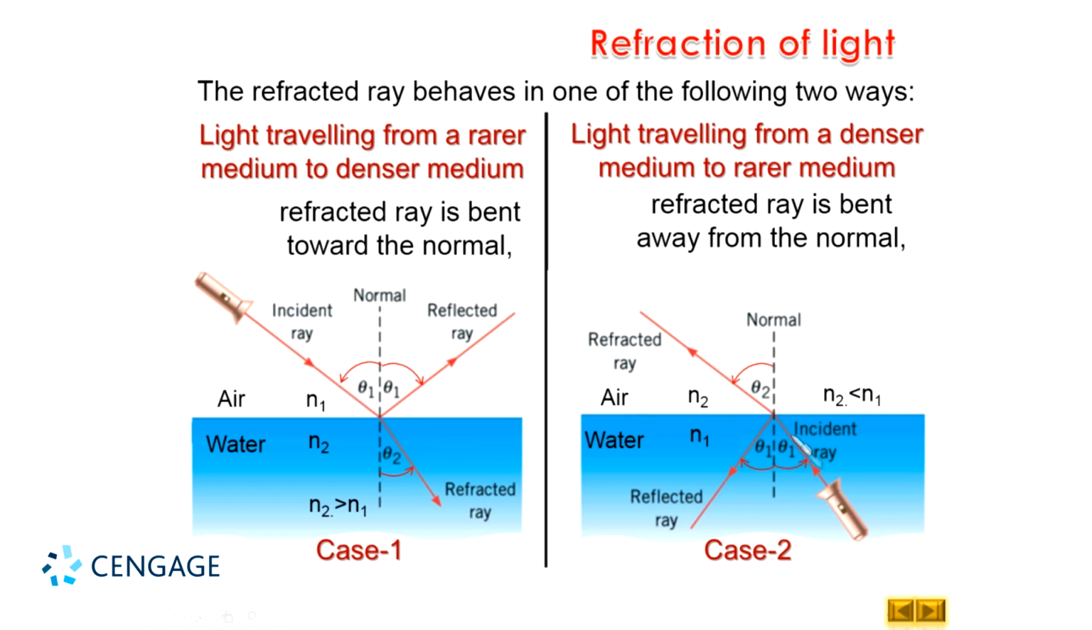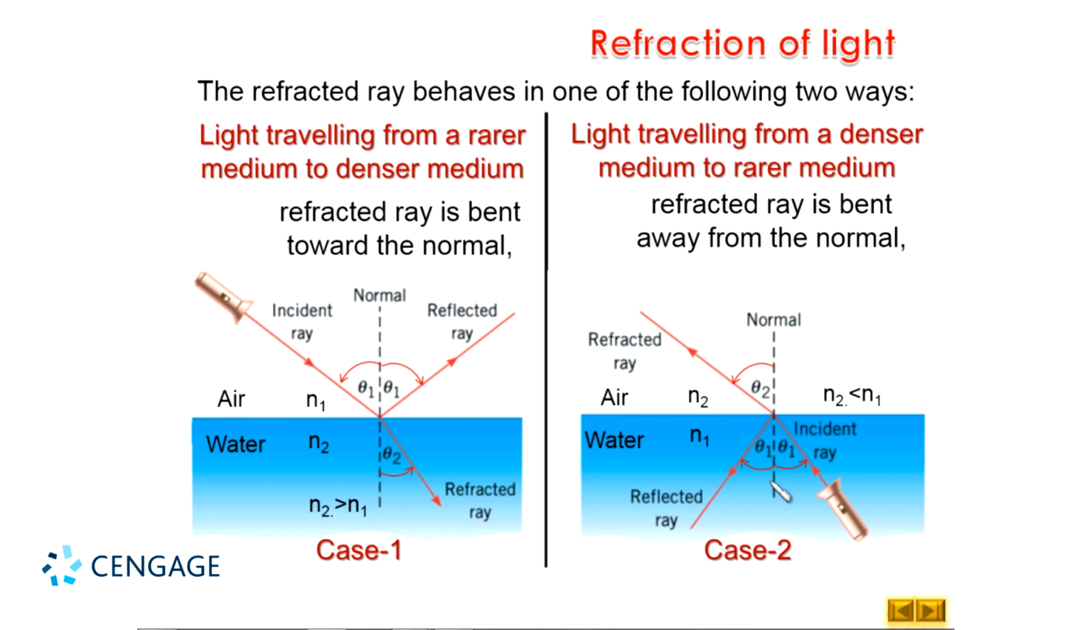You can verify the principle of reversibility here. You can observe light is reaching, in case 1, at this point and reaching air at this point. And here the light ray is traveling from water from this point and reaching this point. That is, the path is reversed. And one more thing to be observed here: you can observe the incident ray, normal, reflected ray and refracted ray all lie in the same plane.